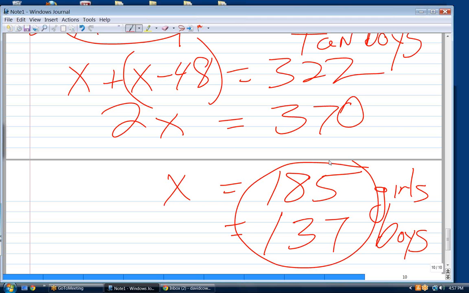Now, alternatively, I could have said the number of boys was x, and the number of girls would be x plus 48. But then my answer would have been 137 for x, which would still be correct because that was the number of boys. So it's very important to spell out what that variable is, because in this case I could have let it be boys or girls. Changes the equation a little bit. Still gives you the same answer. You're still going to have 137 boys and 185 girls. It's just that if I would have let x be the number of boys and solved, my x would have turned out to be 137, not 185.